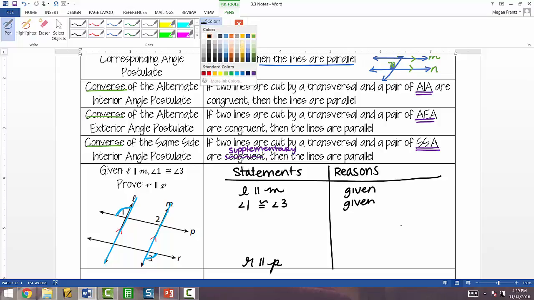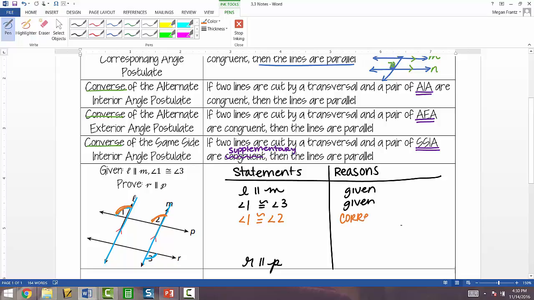If we go back to our picture over here, if I know that L and M are parallel, I know a couple things about angle 1 and 2. I know that angle 1 right here and angle 2 right here are corresponding angles. So because those two are parallel, the blue lines that I have here, I know angle 1 has to be congruent to angle 2 by corresponding angle theorem.